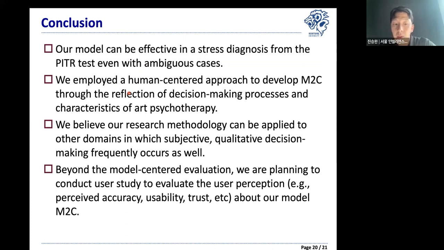And in the end, beyond the model-centered evaluation, we are planning to conduct a user study to evaluate the user perception of the model to show that human-centered AI design can be effective in user perception of AI.